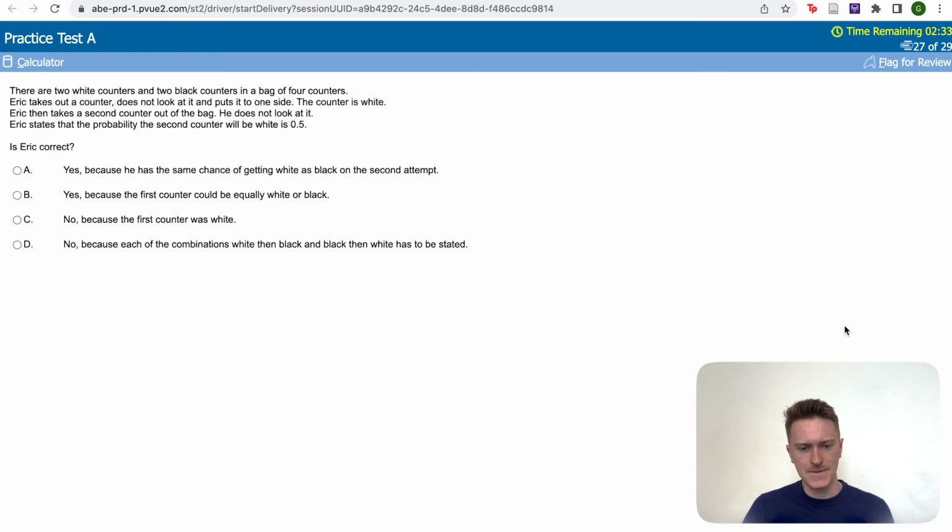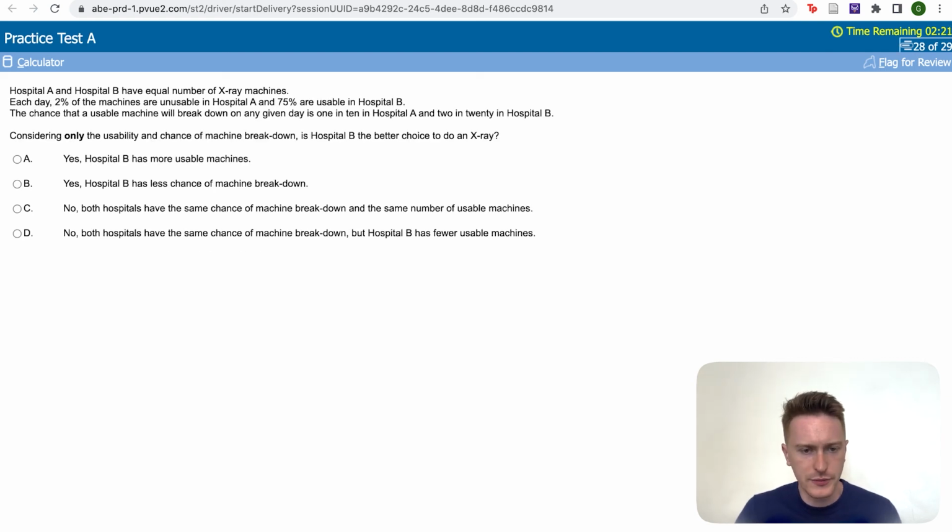So I'm going to go with no, he's not correct because the first counter was white. That means there's one fewer white in the bag. So the probability is going to be more like a third, really. So no. Hospital A and Hospital B have an equal number of X-ray machines.